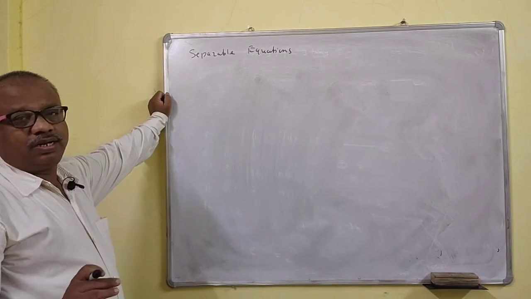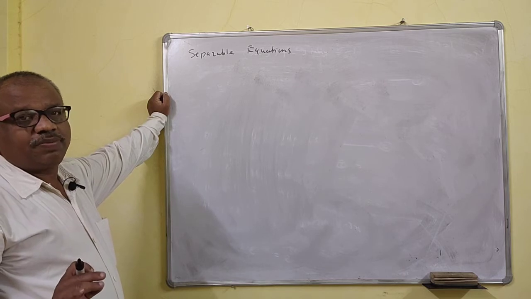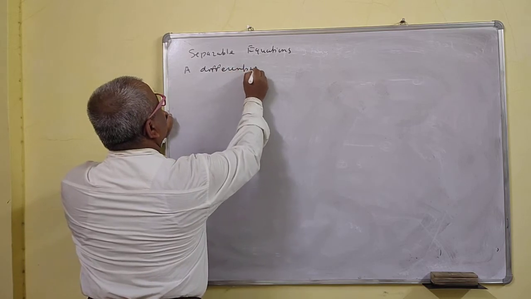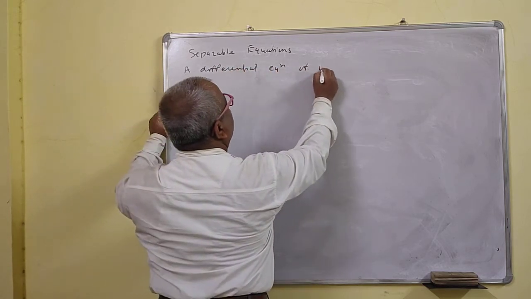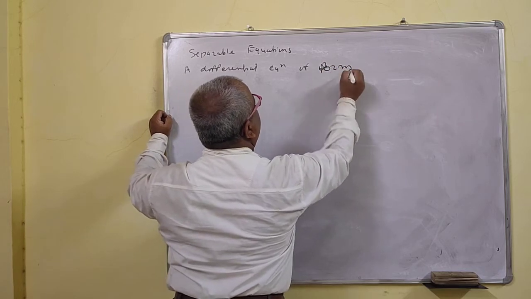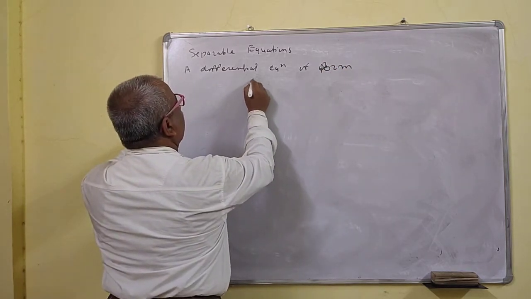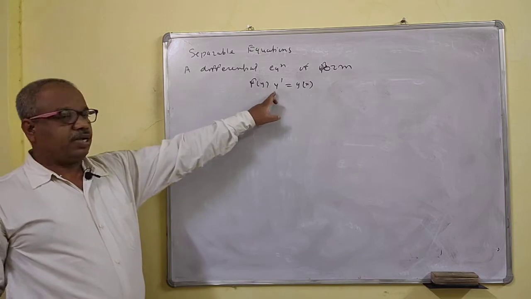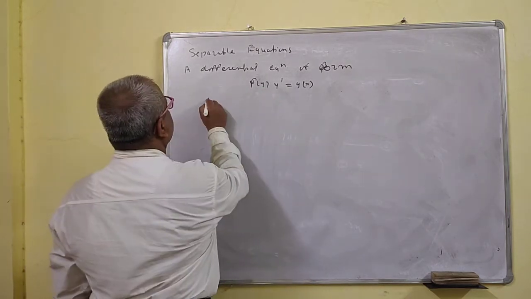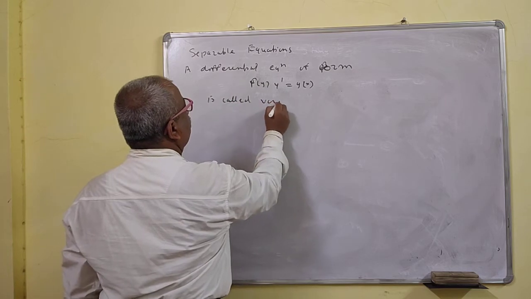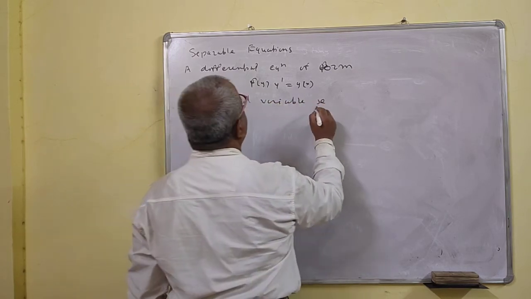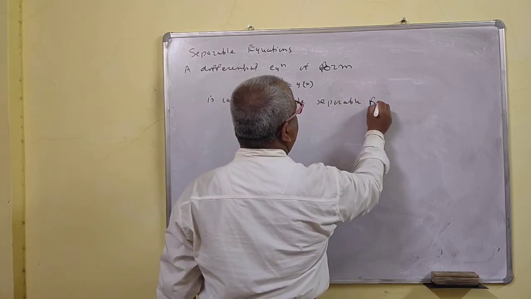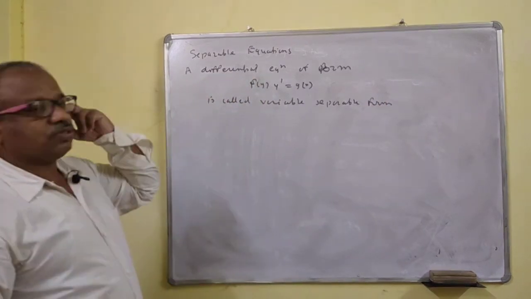Okay, so separable differential equation. Now we'll see how to solve a separable differential equation. A differential equation of the form f of y times y prime is equal to g of x is called variable separable form. All these differential equations are called separable equations.